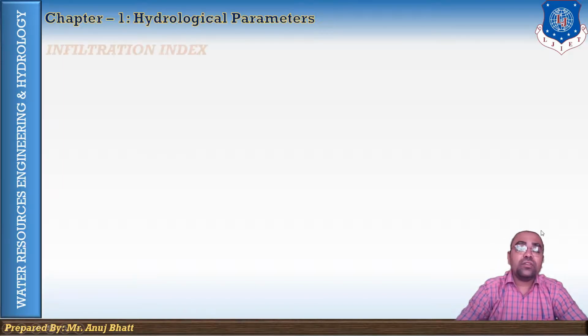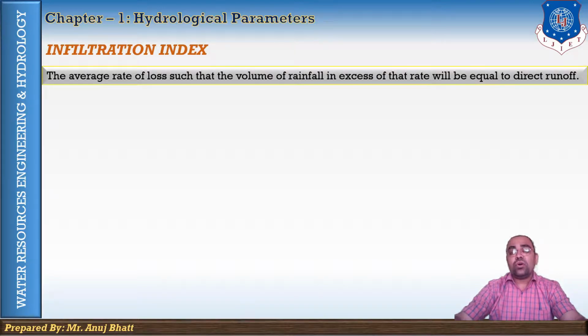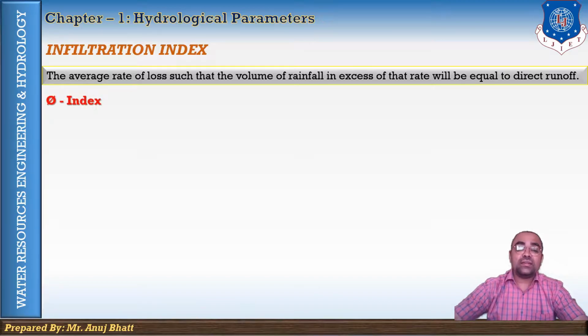Talking about the infiltration index, it is the average rate of loss such that the volume of rainfall in excess of that rate will be equal to the direct runoff. Thus, the average constant value of infiltration rate is generally known as the infiltration index. There are two different types of infiltration index, the phi index and the W index. Let's discuss the phi index.